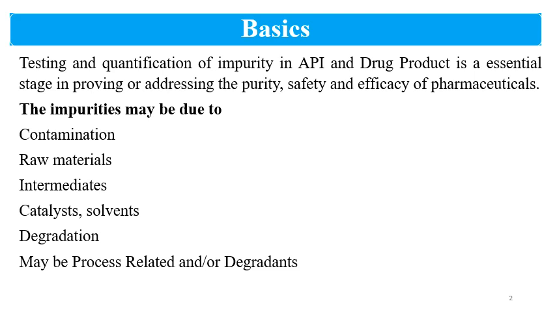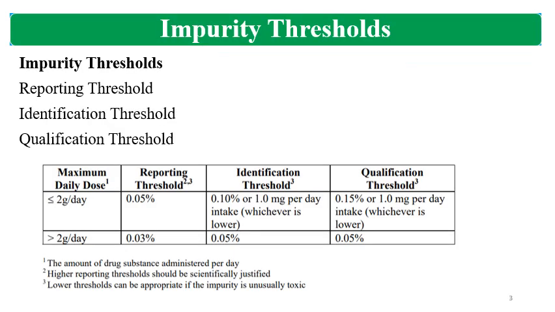This impurity may come from the contamination or may be coming from the raw materials or intermediates, catalysts, solvents, and maybe the result of degradation. So based on the source, these may be process impurities or these may be the degradant impurities. So this is regarding the basics. Now coming to the impurity thresholds. So impurity thresholds are given in the ICH guideline for the drug substance and the drug products.